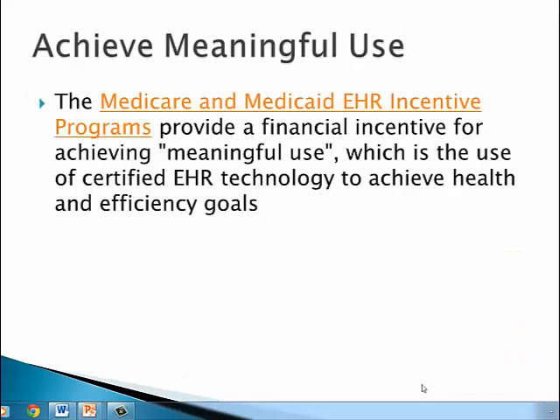The next few slides have to do with achieving meaningful use. I've been very involved personally in the hospitals I've worked at on working on the meaningful use committees and with stage 1 and now preparing for stage 2. So I am pretty well versed in this topic. But for the purpose of this module, I'm just going to try to keep it high level and tell you basically what meaningful use is. So the Medicare and Medicaid EHR incentive program provides a financial incentive for achieving meaningful use, which is the use of a certified EMR EHR technology to achieve health and efficiency goals. That's how it is defined today.